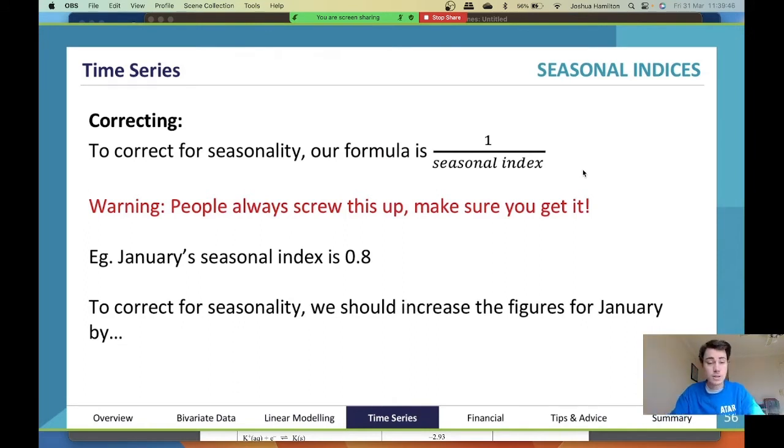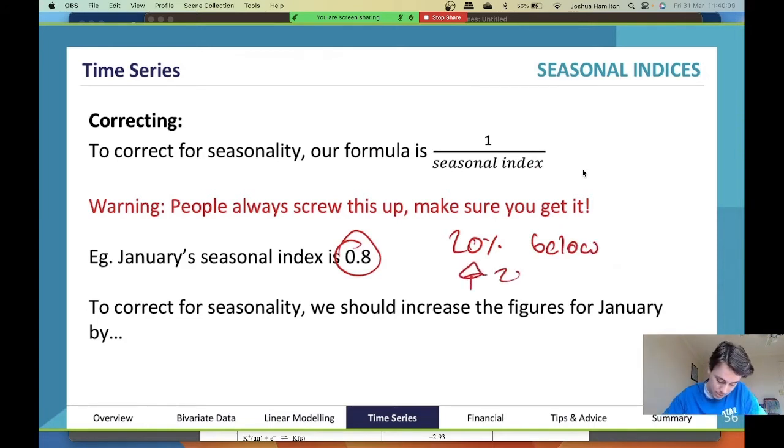Just what did you think the answer was there? What do you think you need to increase by? I'm assuming a lot of you, those of you who haven't done this, so maybe like 60% of you may not have done a question like this yet, would have said 20%. This is at 80, so it's at 0.8, so it's 20% below. So you would assume to get back to average, you need to increase by 20%. I'm sure that's what a lot of you are thinking. That's actually wrong.